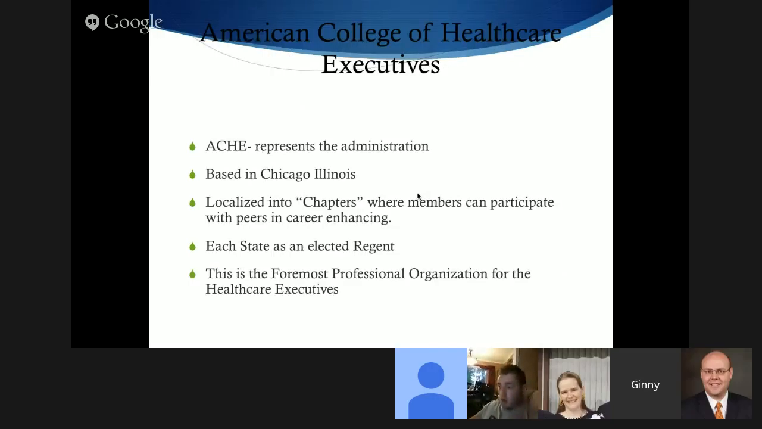Okay, so this slide here breaks down what it represents. It's based in Chicago, and how they organize it is in chapters, where the members will participate with their peers in the career-enhancing skills. And each state has an elected regent. And this is the foremost professional organization for healthcare executives.